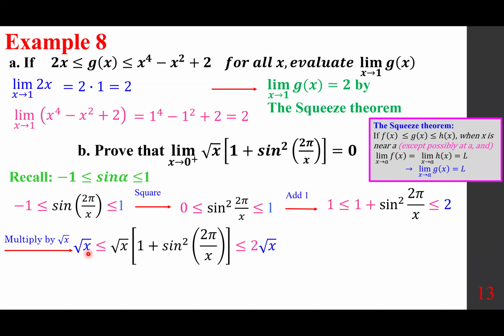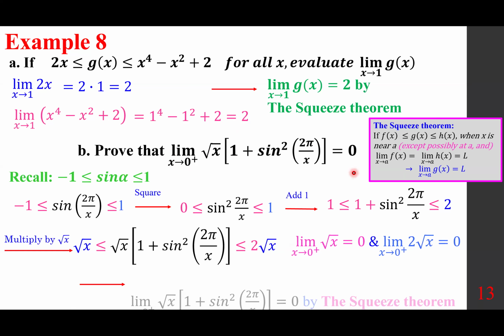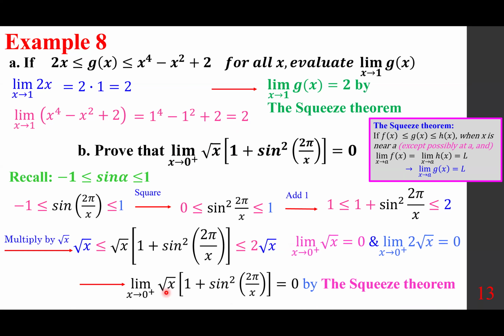Now we look at the limit of this one and this one, both of them as x approaches 0 from the right. And obviously, both of them result in 0. Because each one gives you 0, the limit of this expression by the squeeze theorem must be 0. So the limit as x approaches 0 from the right of the square root of x bracket 1 plus sine squared 2 pi over x must be 0 by the squeeze theorem.